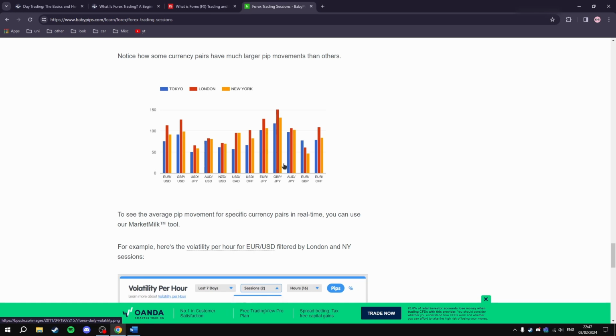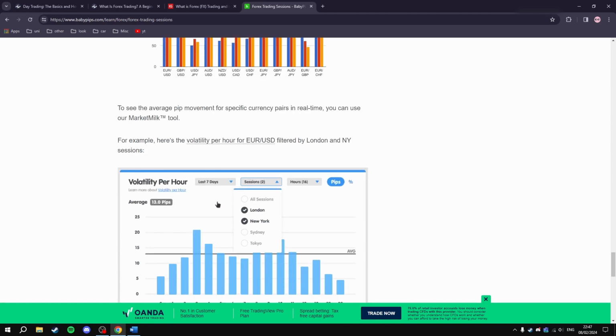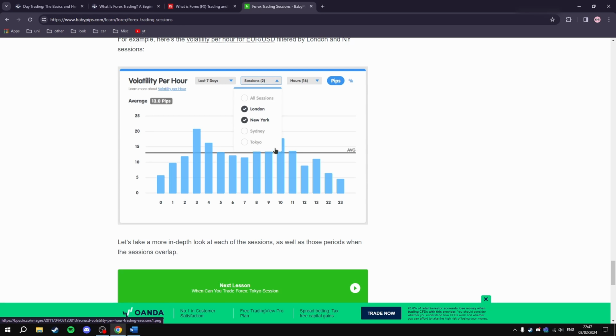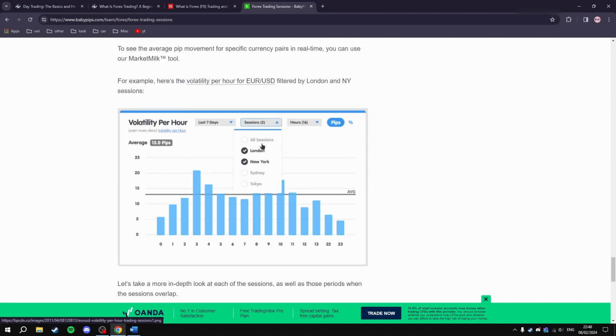To see the average pip movement for a specific currency pair in real time, you can use our market tool. For example, here's the volatility per hour for Euro USD filtered by London and New York sessions. Let's take London, New York, average 13 pips. So the average of these is 13, from the last 7 days, 16 hours.